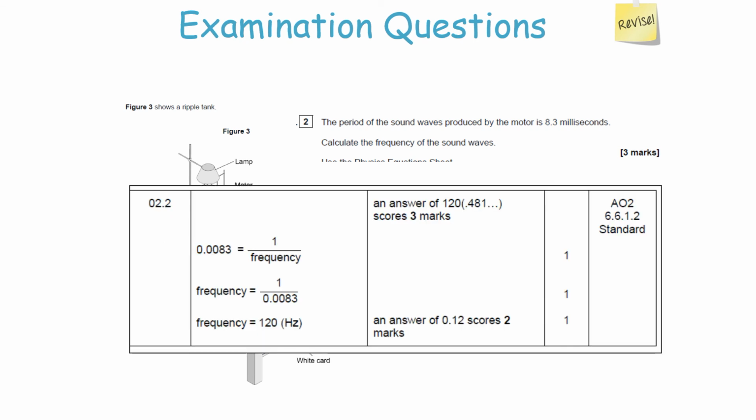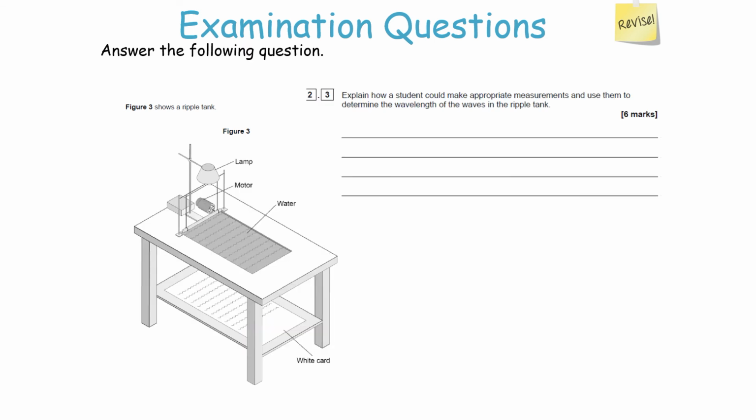So the answer is going to be frequency is equal to 1 over 0.0083, then the frequency is going to be 120 hertz. Again, does that answer look sensible? Yes, it does. So there is your answer. Always think if it's worth 3 or 4 marks, where is the trick in that question?